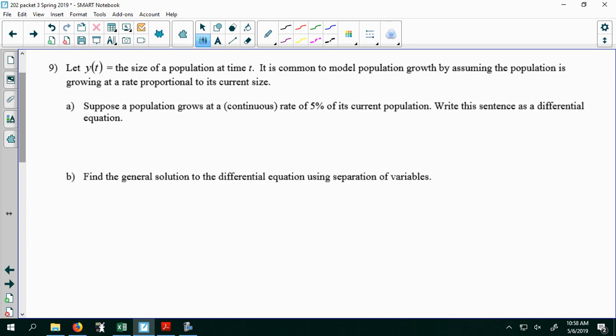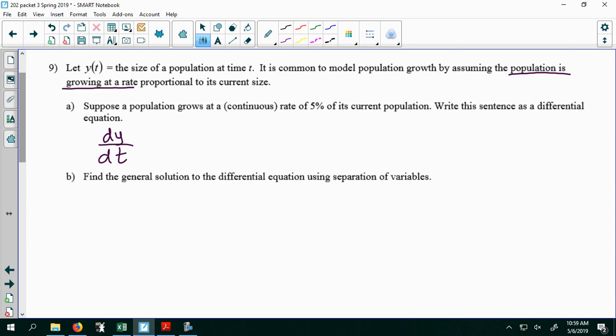So we're going to suppose a continuous growth rate of 5%, and we're going to translate this proportional sentence into a differential equation. The population is growing, so its growth rate is proportional to its current size. Its growth rate is its derivative, right? The rate of change of a function is its derivative. So we're letting y be the size of the population, so its rate of growth is dy dt.